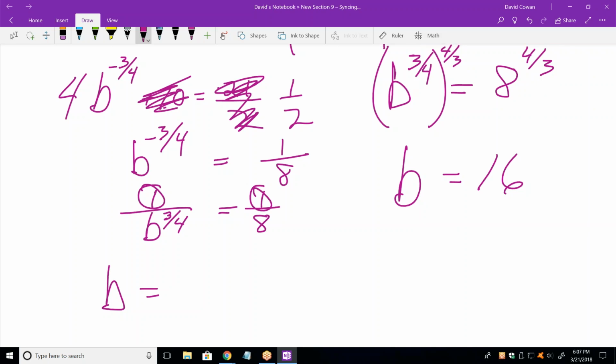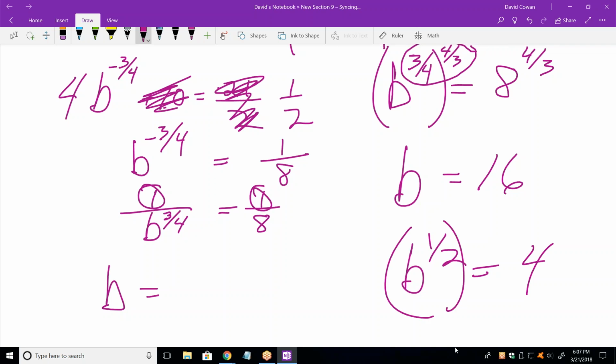So this step here is a key step. In order to get b, you basically have to exponentiate it to its reciprocal. If I had b to the 1/2 equals 4, how would I solve for b? I would square everything. So you have b equals 16. So no matter what that exponent is, you can always get rid of it by exponentiating to the reciprocal. Okay.